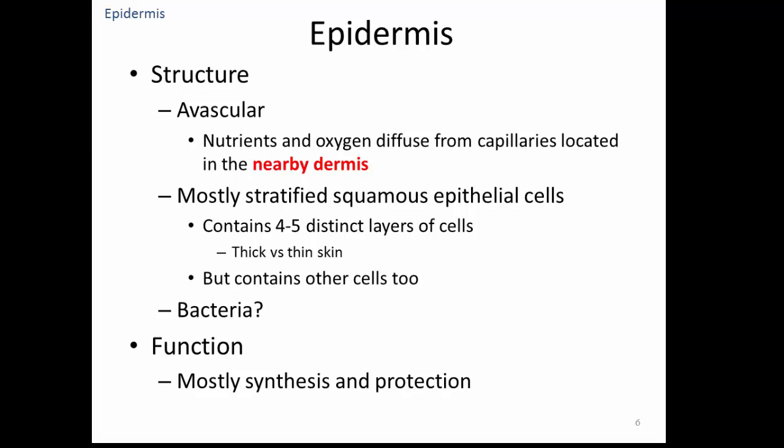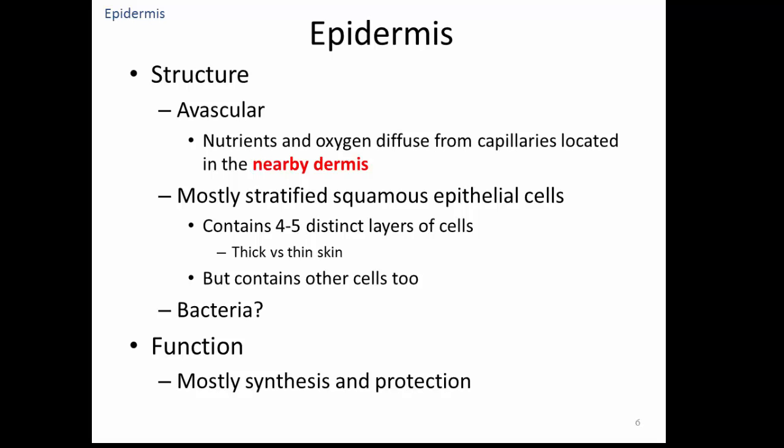So it turns out that very close by to the epidermis, there's that layer called the dermis, and the dermis does contain blood vessels, very tiny blood vessels called capillaries. And the capillaries in this nearby dermis help to bring the nutrients and oxygen that are necessary for the survival of the cells in the epidermis.